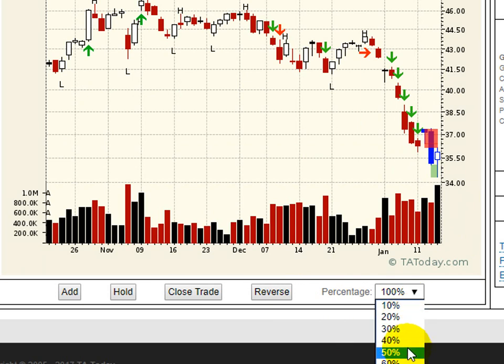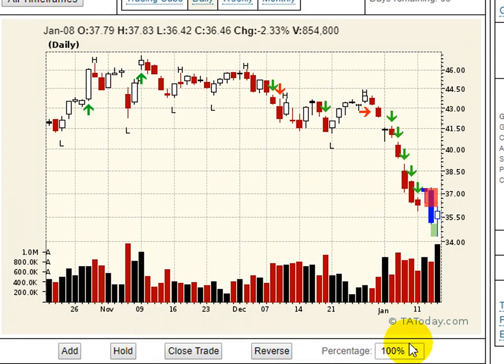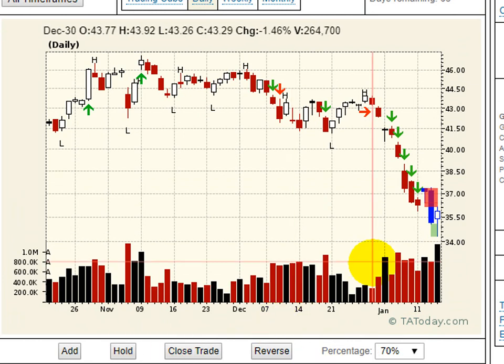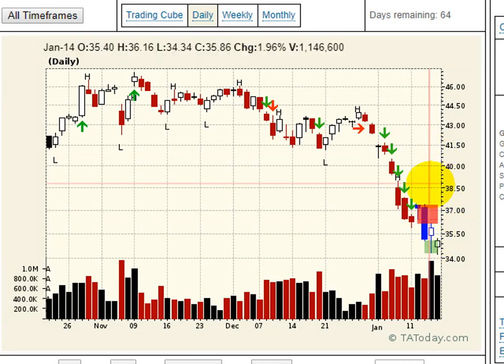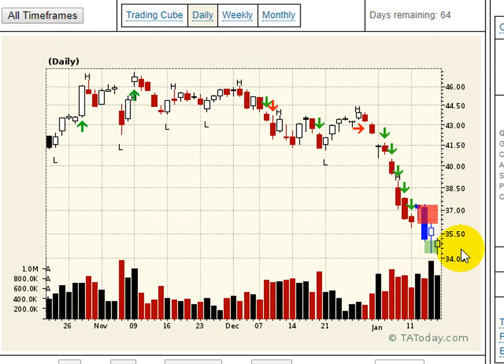I'm going to close about 70% of what I have here. And so if I pull this down so that I can see the 70 and grab the 70 and close that portion of it, I'm going to leave a little bit on, and I'm going to look for a bounce to put some more pressure on.